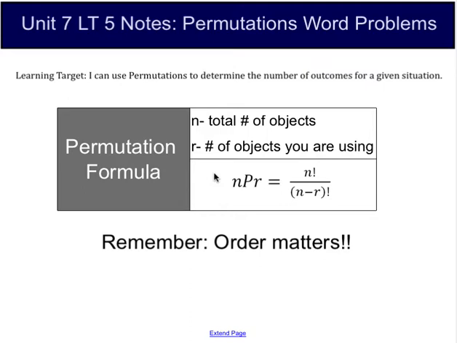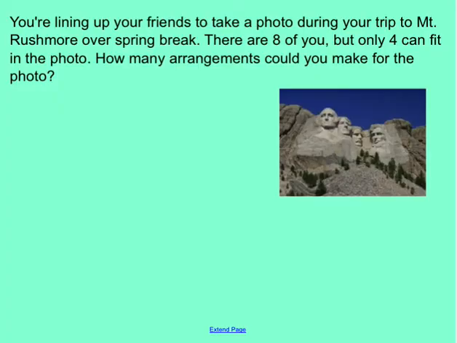So remember, n represents the total number of objects and r represents the number of those objects that we are choosing. The most important thing that you need to remember when working with permutations is that the order matters. That won't be true as we move forward in the unit, so you want to make sure that you associate permutations with order as we're working through that stuff today. So let's go ahead and take a look at this first one.